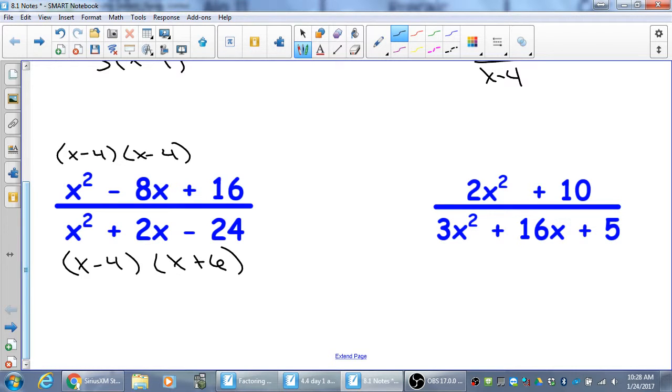So this is more about factoring than actually canceling. But then you got to cancel in the end. All of that cancels with all of that, and those don't cancel. The x's don't cancel. They don't. You can't cancel parts of addition or parts of subtraction. So we have x minus 4 over x plus 6.